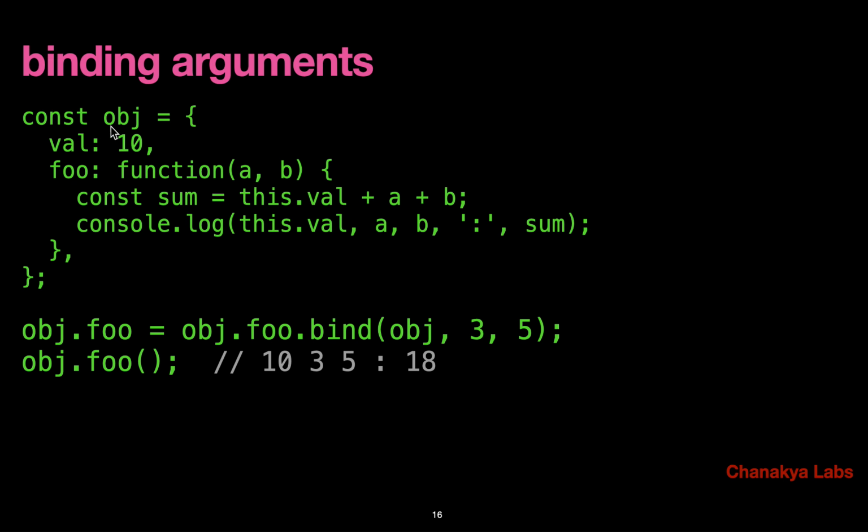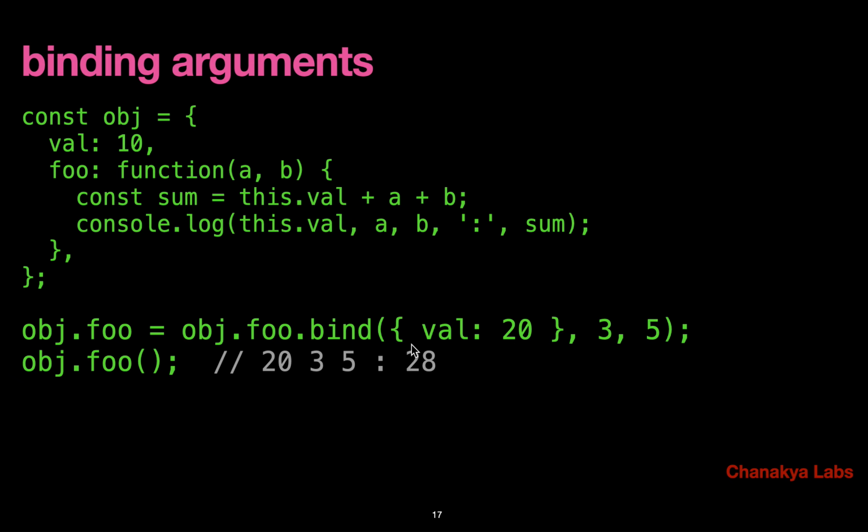But since you are binding arguments, and the binding syntax is that the first argument is this, and then the arguments you are passing, now the 3 5 we have passed, these arguments I have attached, but what should be the first argument? If you provide null or something, then we know that this will become global, and that's why you have to again bind the same obj, and then the behavior will be as expected. So now 10, 3, 5 and 18, that is the expected answer.